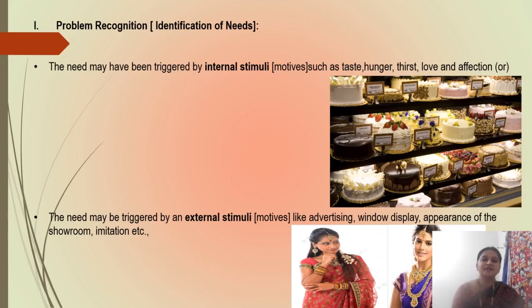Whereas in the case of a need triggered by external stimuli, take this example: there are two ladies, and one lady is admiring the jewelry owned by the other. Being impressed by the jewels owned by the other person, she will automatically buy a similar model of jewelry. In this case, this lady is influenced by a motive called the imitation motive. Thus, the need of a consumer may be triggered either by internal stimuli or by external stimuli.